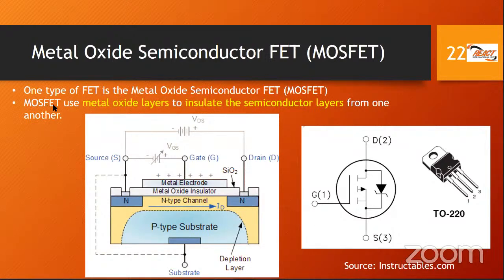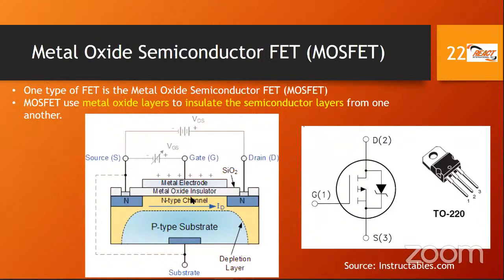Here, a MOSFET uses metal oxide layers. And that is actually why it's called a MOSFET, metal oxide semiconductor FET. And therefore, it stands to reason that we are using metal oxide layers. But what is it used for? It is used to insulate the semiconductor layers from one another.